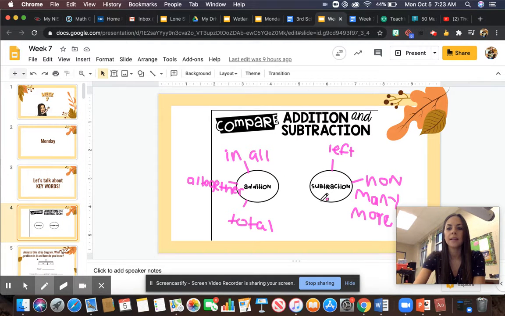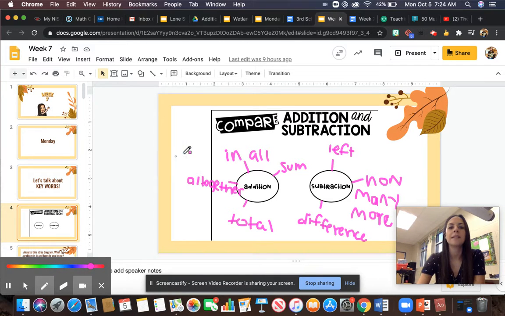When you are doing a subtraction problem, the answer to a subtraction problem is called the difference. What is the difference between? The answer to an addition problem is called the sum. What is the sum? That's the answer to an addition problem.